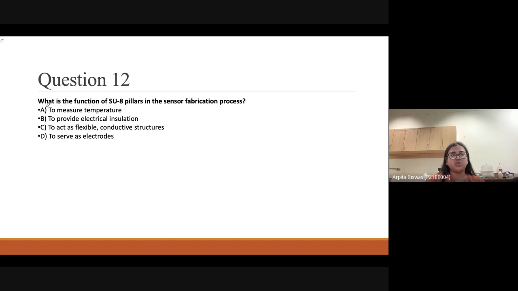What is the function of SU8 pillar in the sensor fabrication process? So first option is to measure the temperature. Second option is to provide the electrical insulation. Third option is to act as a flexible conductive structures. And the fourth option is to serve as an electrode. So go through the question carefully.